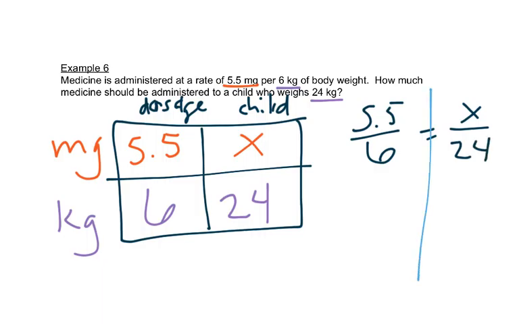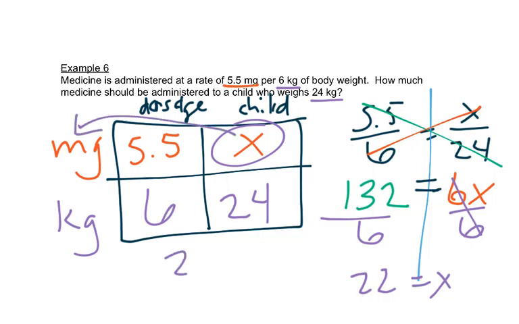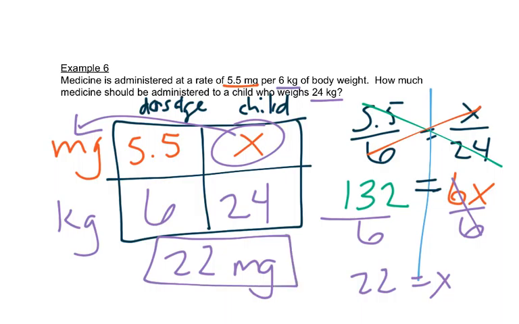Cross multiply, find the cross product. So 5.5 times 24 is 132. And then 6 times x is 6x. We'll divide by the number that's in front of x. So 132 divided by 6 is 22. The question asked how much medicine. Remember that this was measured in milligrams, so the answer would be 22 milligrams. And that should help with this section.